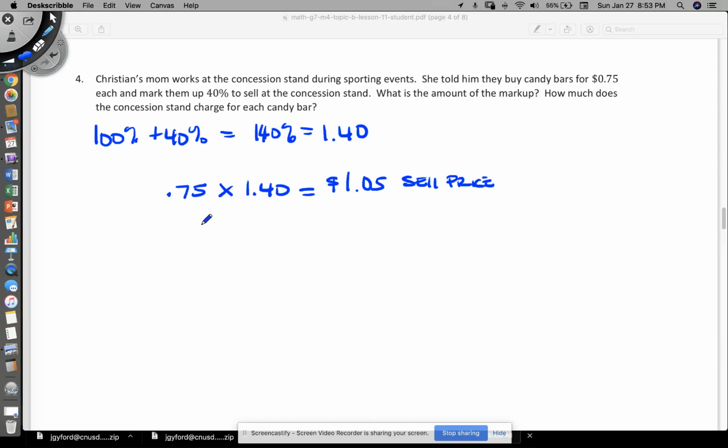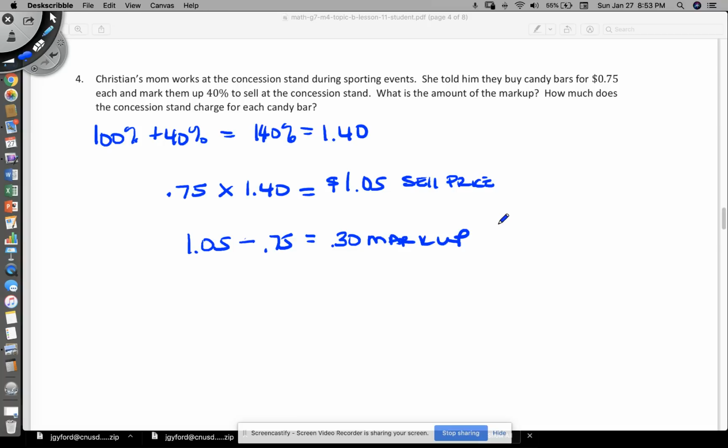Now, how much is that markup? So we're going to say $1.05 times, nope, excuse me, not times, subtract. Try that again. Subtract that 75 cents. So this is what they sell for. This is what they bought it for. So how much money are they actually making on the markup and or profit? They're making 30 cents off each candy bar.